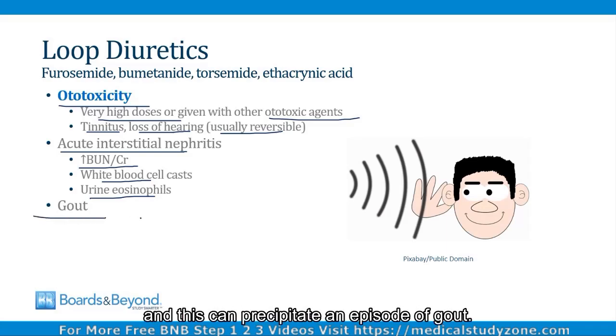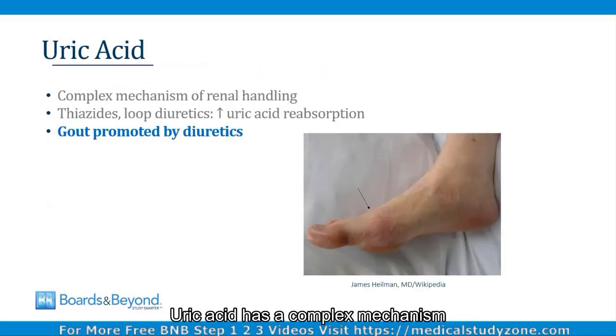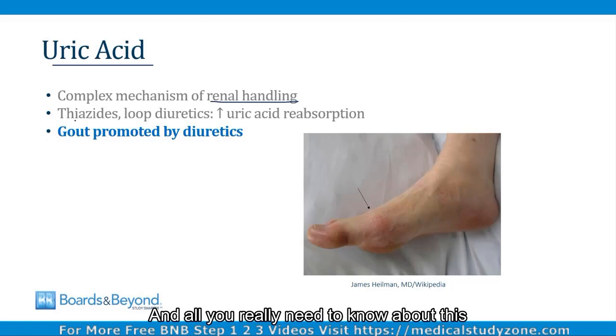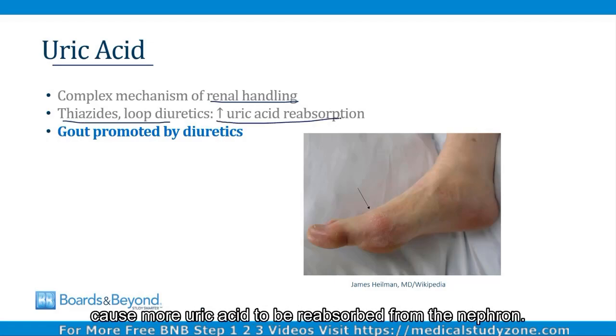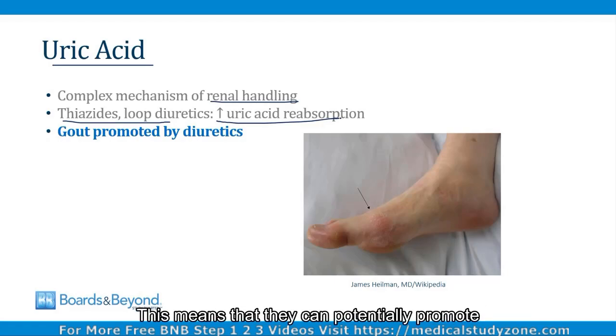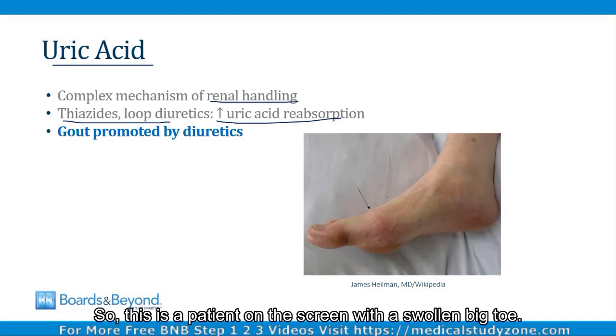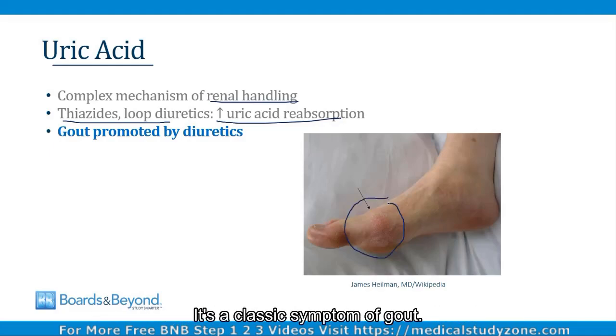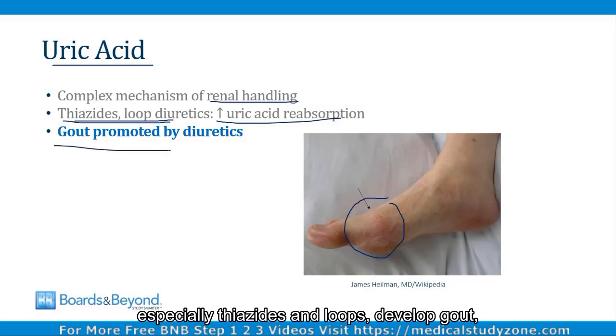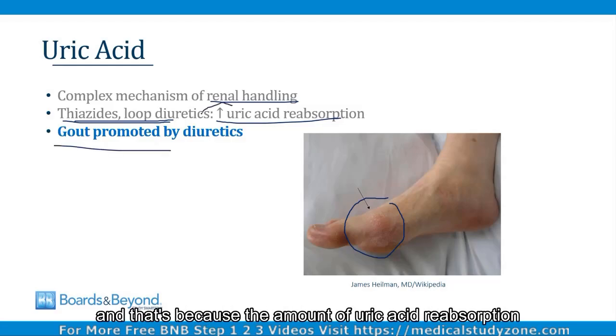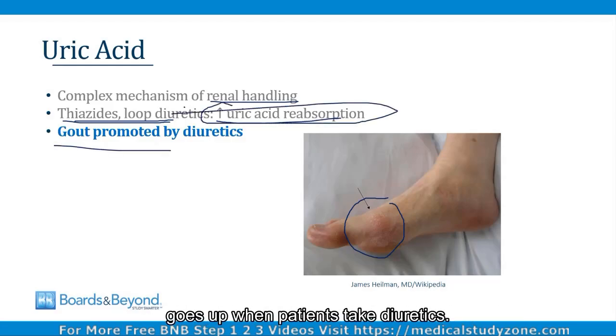And then finally, loop diuretics are famous for increasing the serum uric acid level, and this can precipitate an episode of gout. Uric acid has a complex mechanism by which it's handled by the kidneys, and all you really need to know about this is that both thiazides and loop diuretics cause more uric acid to be reabsorbed from the nephron. This means that they can potentially promote an episode of gout. So this is a patient on the screen with a swollen big toe. It's a classic symptom of gout. And many patients on diuretics, especially thiazides and loops, develop gout, and that's because the amount of uric acid reabsorption goes up when patients take diuretics.